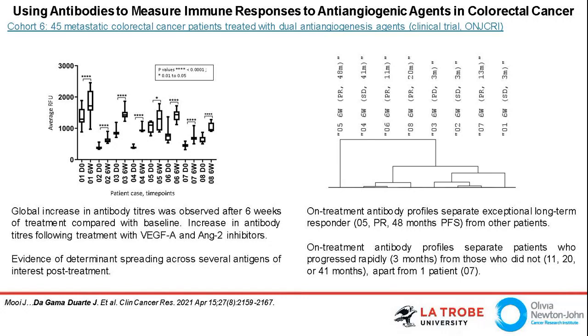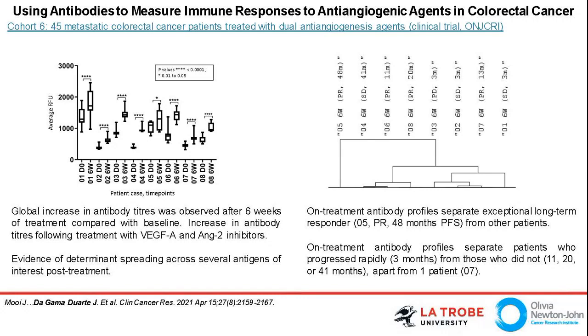And interestingly, we could see here that there was, in fact, a global increase in all antibody titers observed after 6 weeks of treatment, which is quite interesting, and that this compared really nicely to baseline. And this was after the treatment, which included, in this case, VEGF-A and Ang2 inhibitors. Similarly, we saw evidence of determinant spreading, as we saw with the NY-ESO vaccine as well, which is very interesting. So not only are we triggering an immune response with this treatment, but that is spreading across different tumor antigens, which is more valuable.